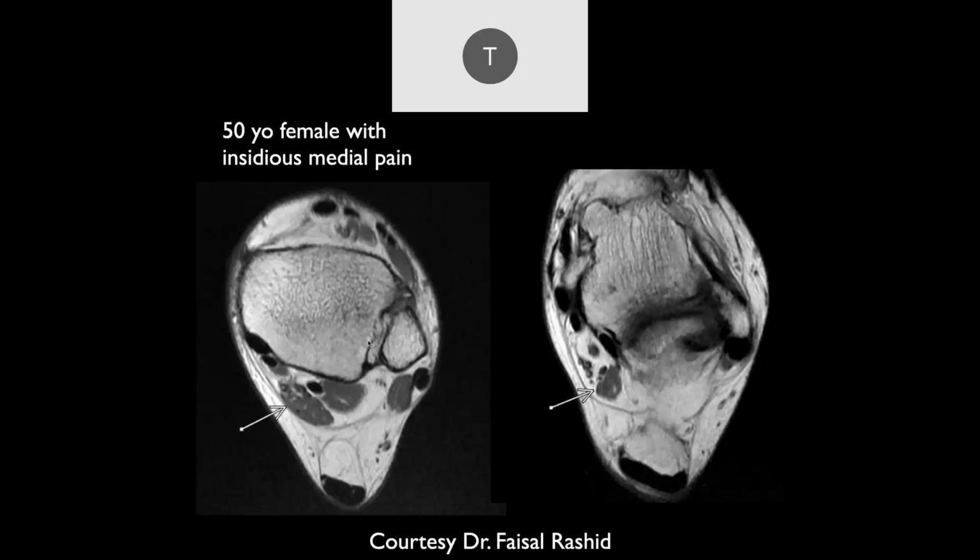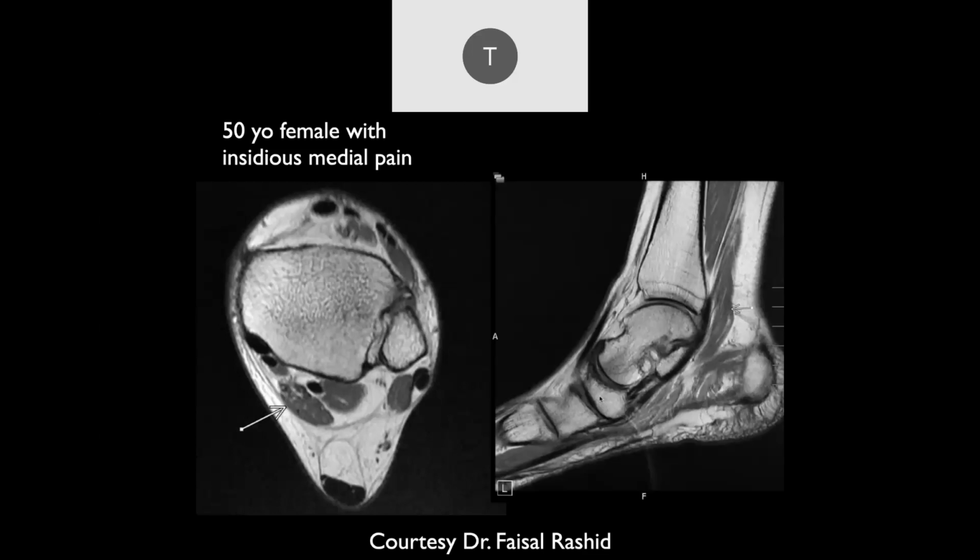All right, so see our normal flexor tendons anterior to this, where this arrow is pointing. So it's some accessory muscle belly. Maybe it's the accessory flexor digitorum longus.